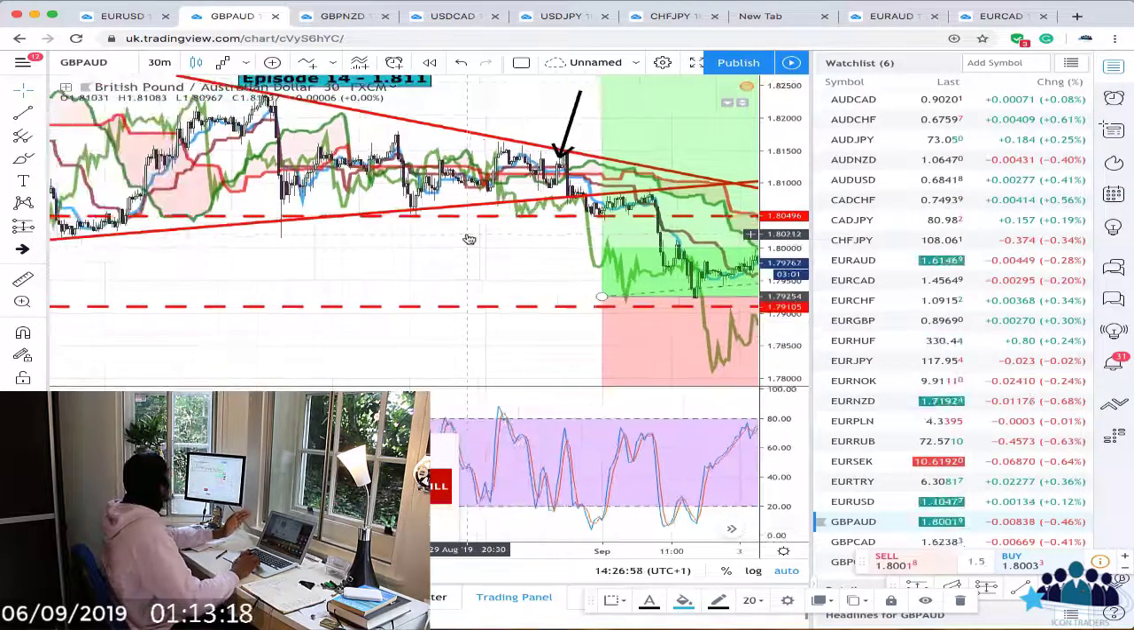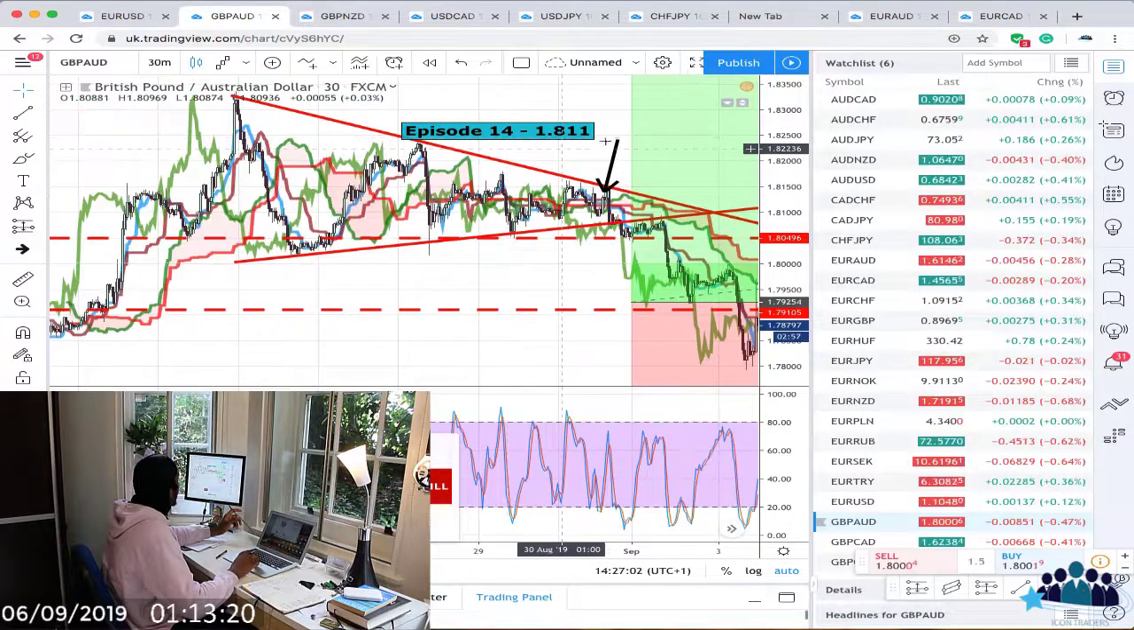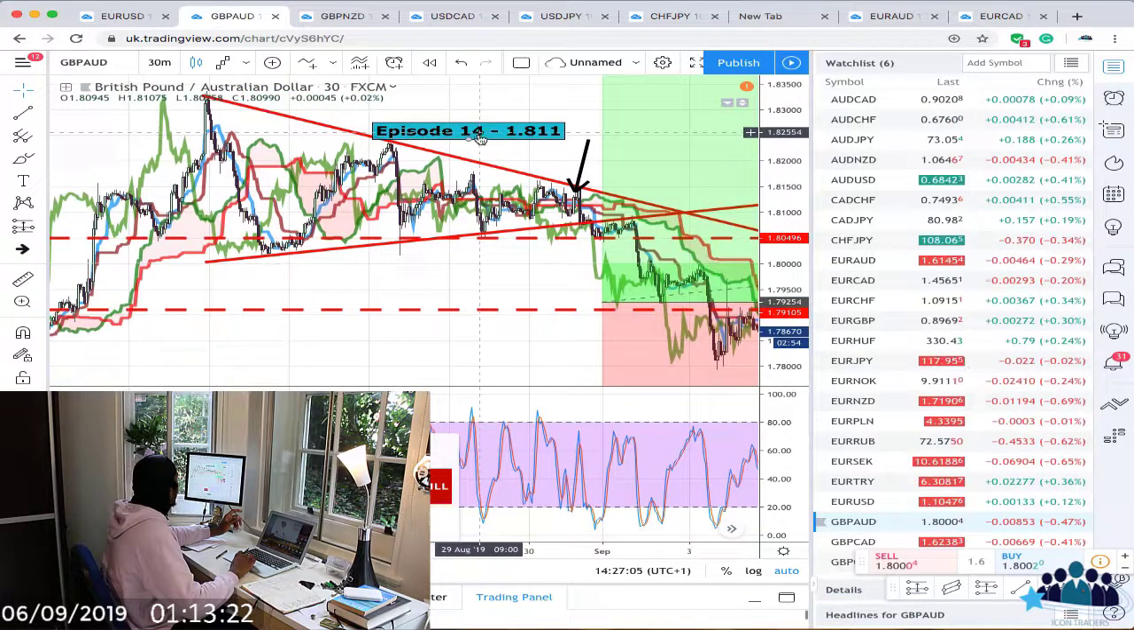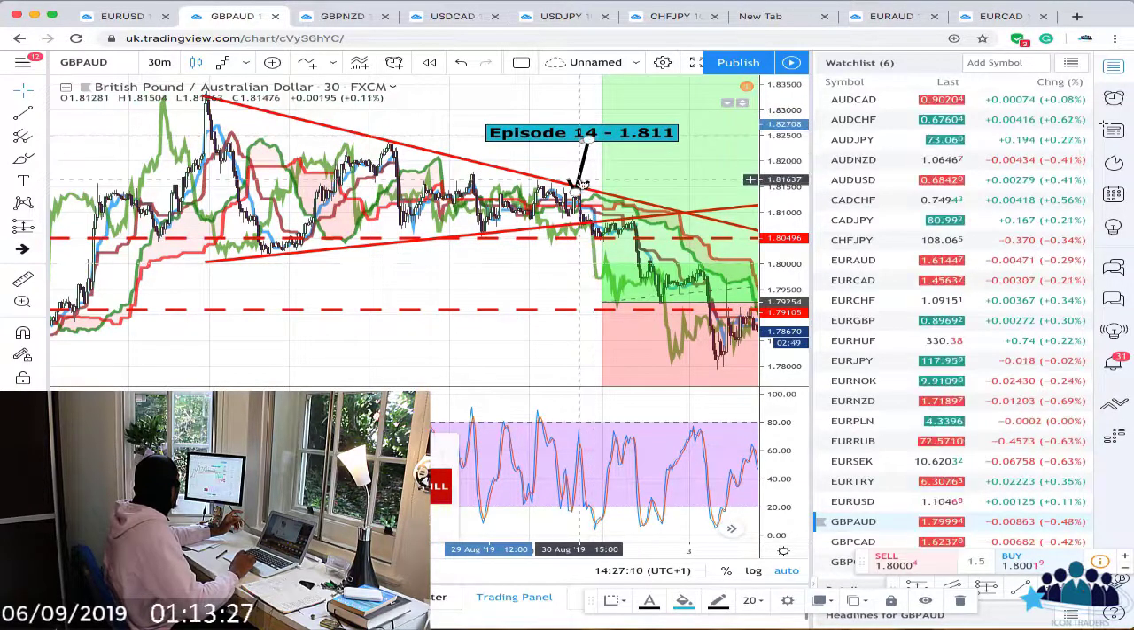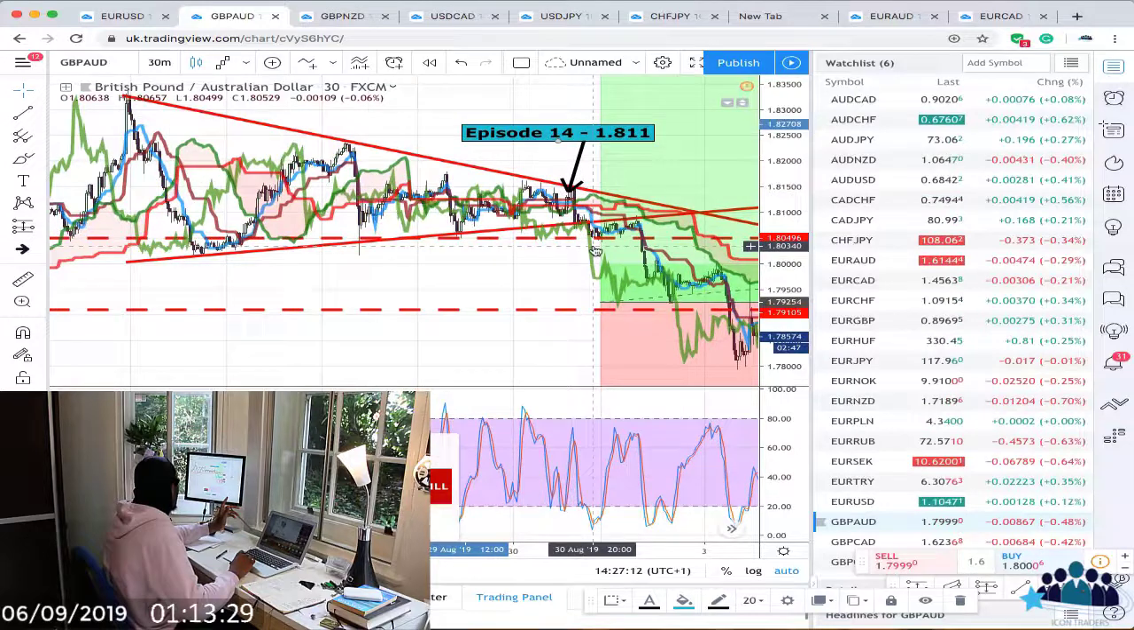So as we can see here, this is where we were in episode 14. This doesn't want to move. Let's just move this to the left, exactly, so it's on point. So this is where we were in episode 14.